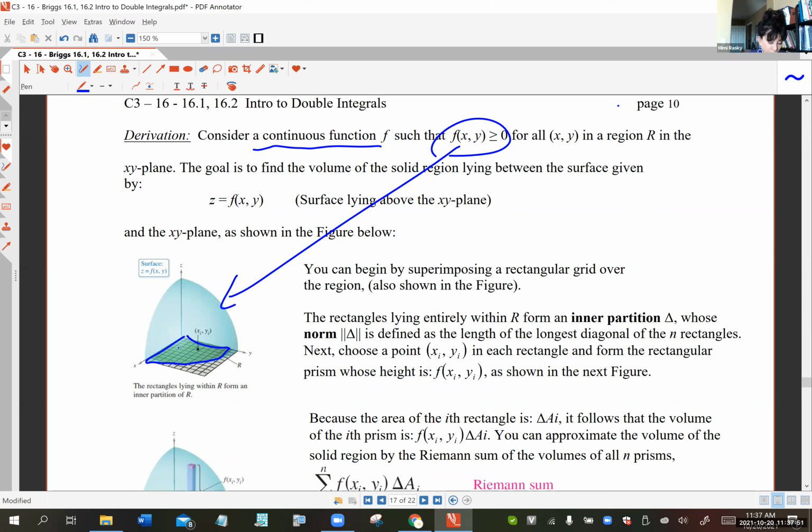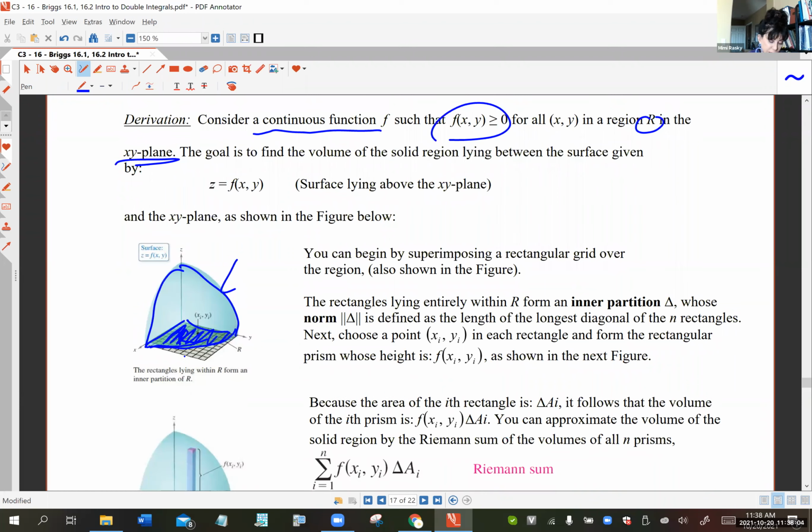That's your R. That's your region R in the xy plane. The goal is to try to find the volume of that weird solid that's bounded above by the capping surface and below by the base here, the region R. So what they do is they put a rectangular grid on top of the base. That's a partition.